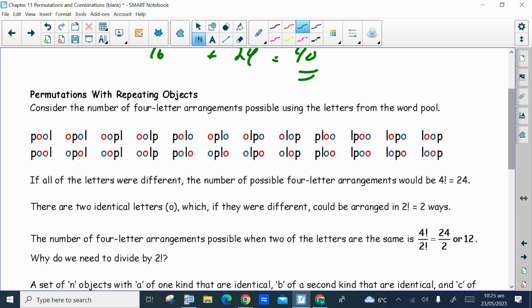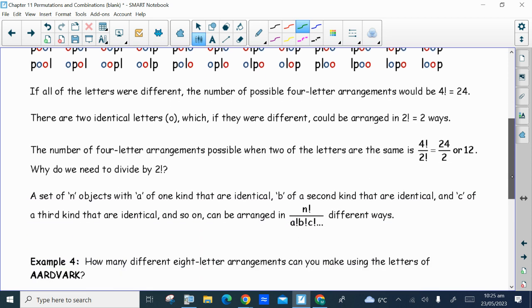So if all of the letters were different, there would be 4 factorial or 24 possibilities. But in this case, there are 2 identical letters, which if they were different could be arranged in 2 factorial ways. So to get the answer from only one row, which is 12, you can take the 4 factorial, because there's 4 letters, and then divide by 2 factorial, because there are 2 identical letters. That will give you 24 divided by 2, which gives you your answer of 12, the number of different permutations of the letters of the word pool.